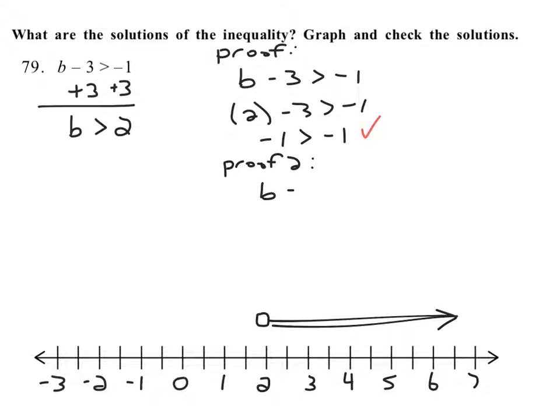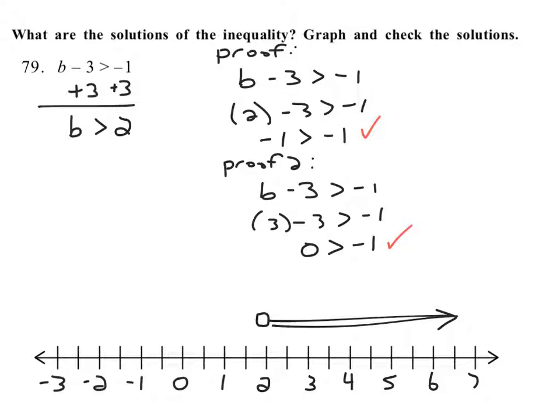Proof number 2, we go back to the original inequality. And now we just pick any number that's on the side of the inequality that we've got. Anything bigger than 2. So we can pick 3. Why not? It's bigger. When we plug in 3, we say 3 minus 3 is greater than -1. 3 minus 3 is 0. Is 0 greater than -1? Yeah, 0 is greater than all negative numbers. So check, that worked out.